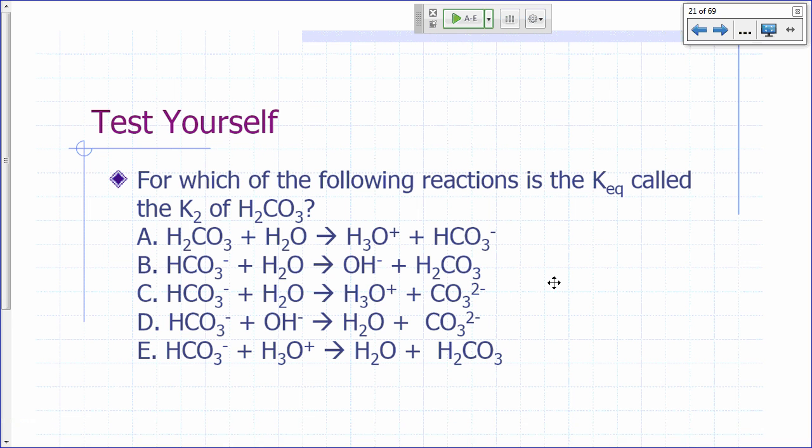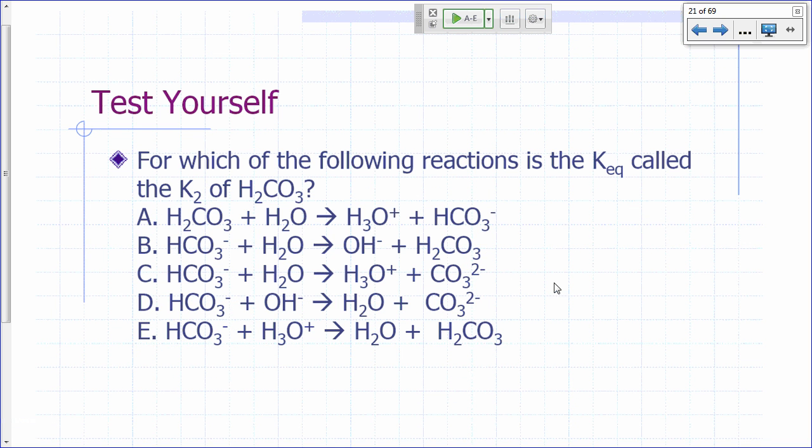All right, let's try this one. For which of the following is the K equilibrium constant called the K2 or Ka2 of H2CO3? Is it A, B, C, D, or E? K2, that means second step, right?